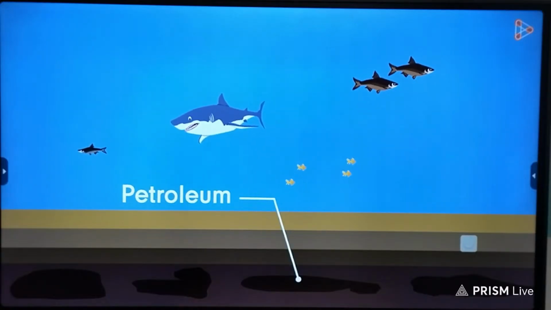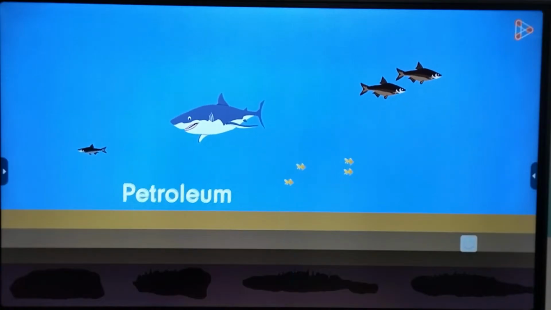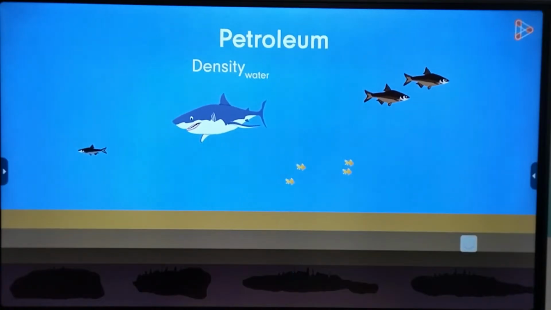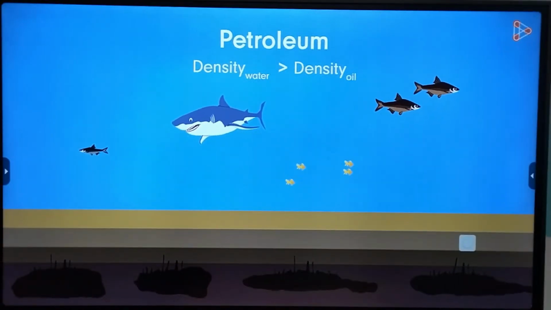Apart from forming oil, this compression also forms gas at times. Now, as petroleum is in the liquid state, it rises in the porous rocks above the water. Why do you think this happens? Simple physics. The density of water is more than that of oil, which means that oil is lighter than water. This is what then causes oil to ooze out onto the land sometimes.